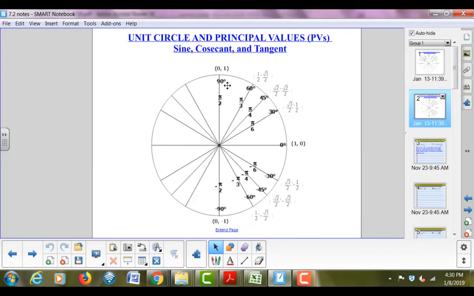So if I ask, where is the sine negative? You would first of all know it's in the fourth quadrant. And then if I more specifically said, where is the sine negative 1/2? You would not say 330 degrees, you would say negative 30 degrees.